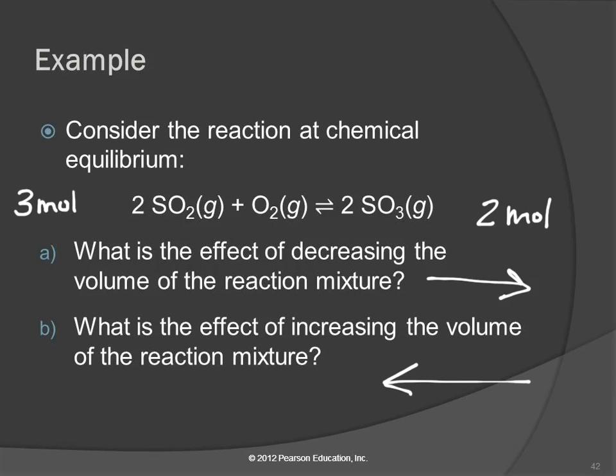So trying to stick with the cars and the SUVs. If I decrease the volume, so I'm squishing things together, the highway is very congested. Okay, it's squished together. There's lots of cars out there. Would it be better to take 2 SUVs or 3 cars when traffic is bad? Fewer vehicles would be better, right?